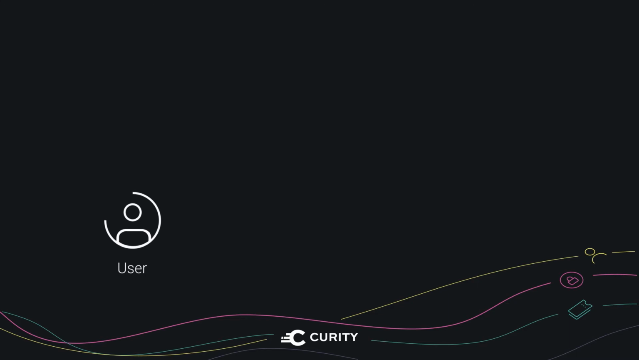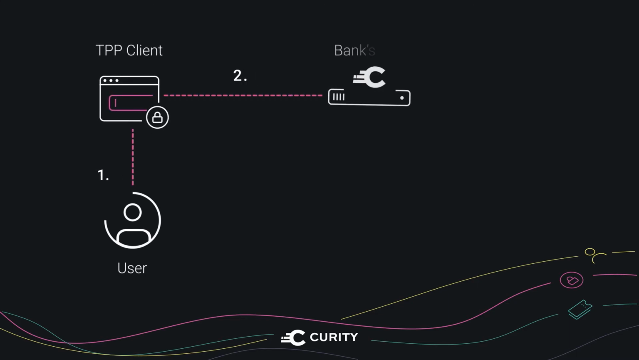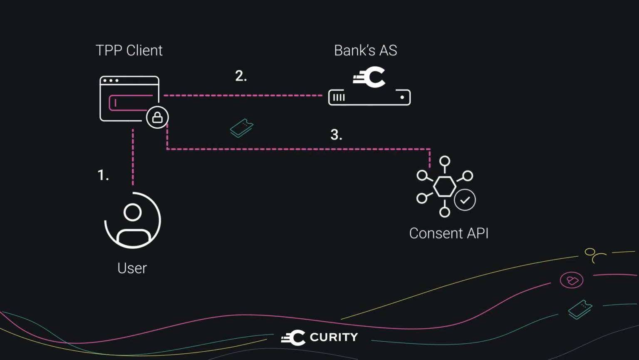Let's have a look at the whole flow again. First, the user performs an action in the TPP client which requires access to the bank's API. The TPP client obtains a client credentials token which allows it to register a new consent in the consent API. The consent ID is then used in a prefix scope during a CIBA authorization request.